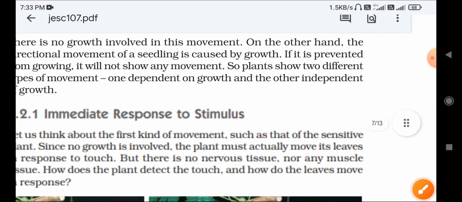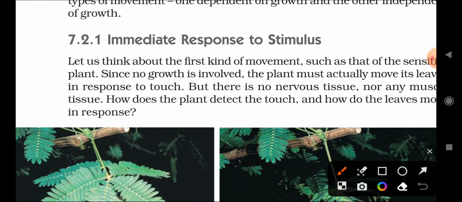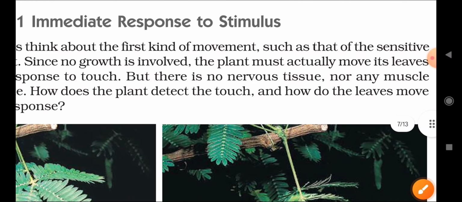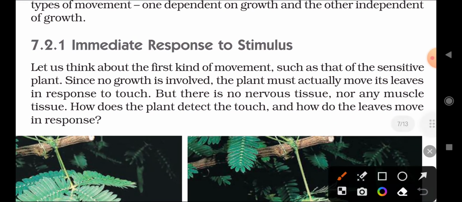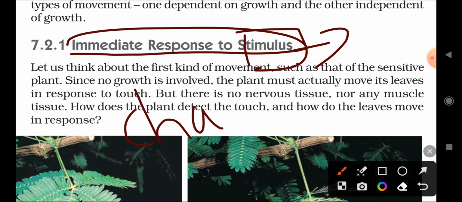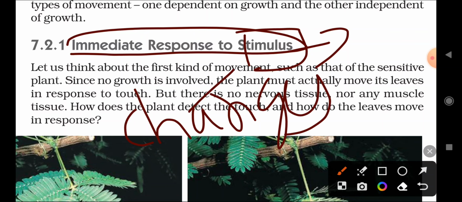Next, immediate response to stimulus. We already know what a stimulus is: something that changes according to the environment. Whatever activity is done according to the changes in the environment is termed a response to a stimulus.